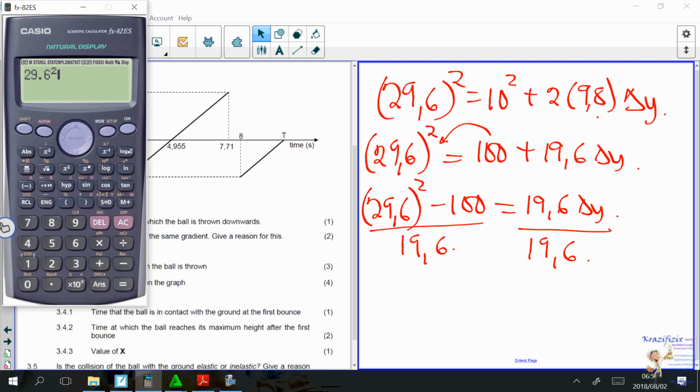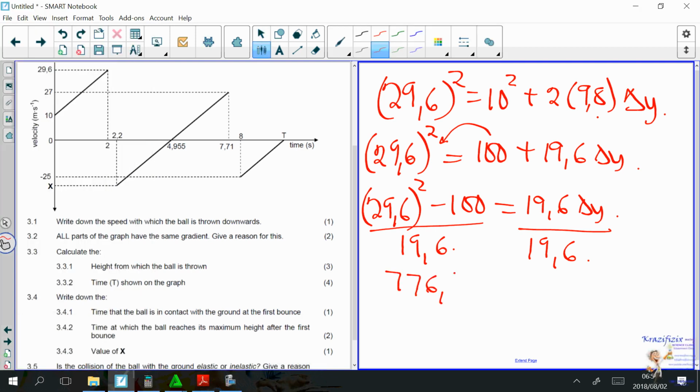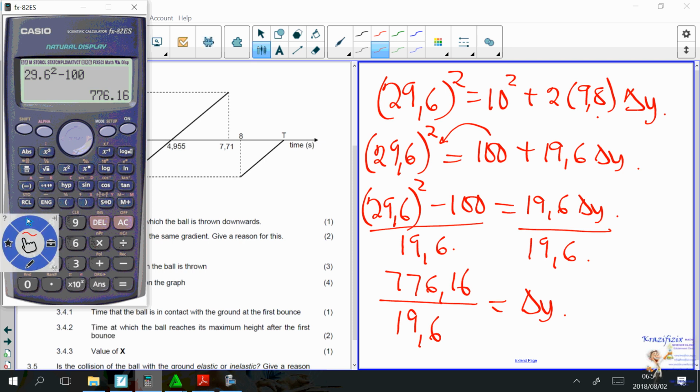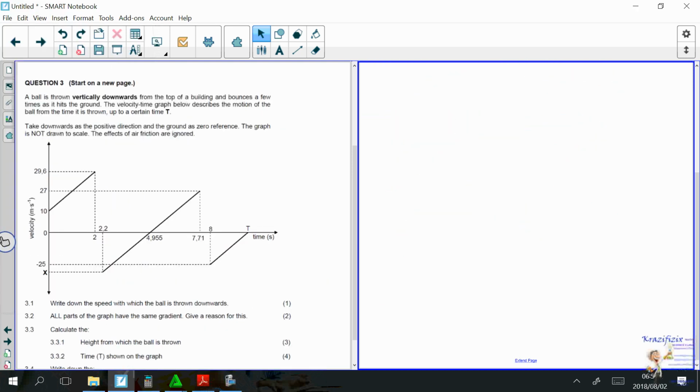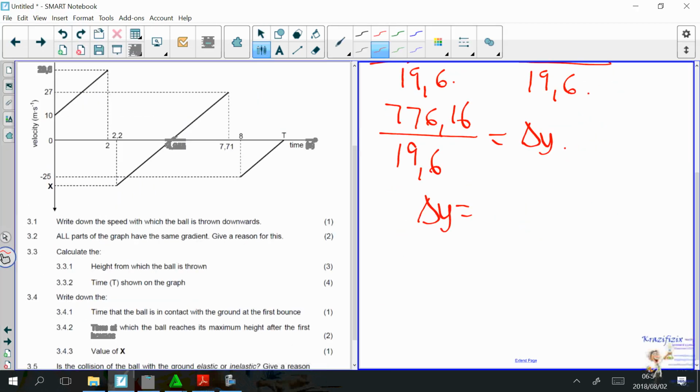29,6 squared minus 100, and that gives me 776,16. 776,16 divided by 19,6 equals delta y divided by 19,6. What do you have on my calculator? I have 39,6, and I hope that's what you have as well. Delta y is 39,6 meters.